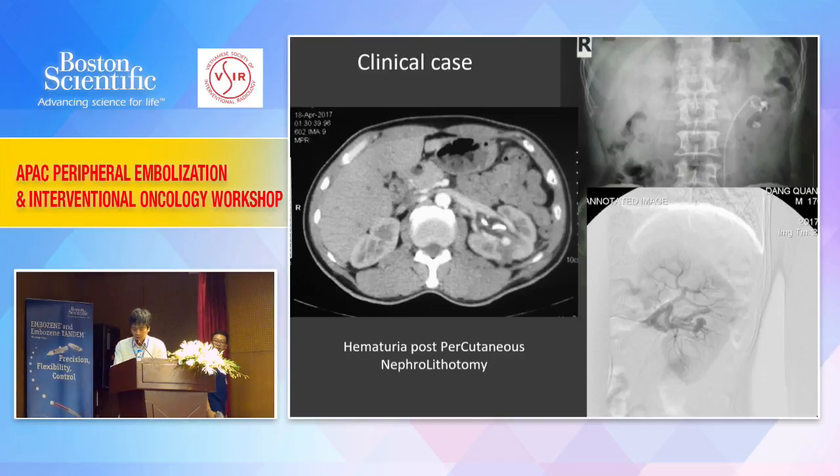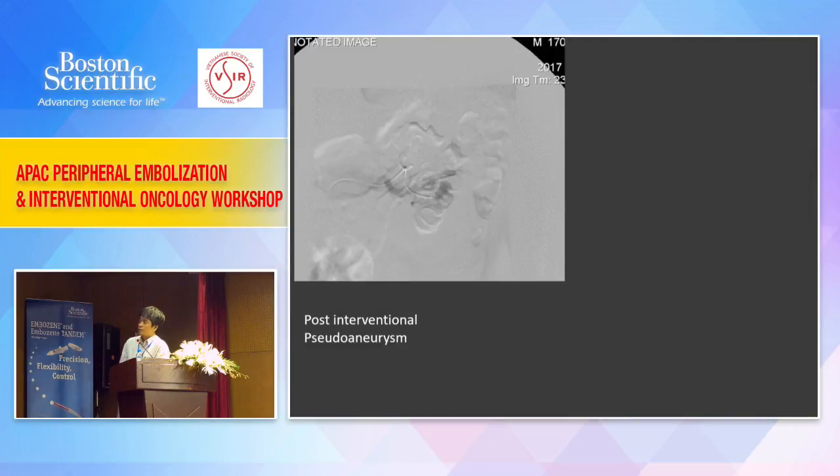On the CT angio, we can see the aneurysm, and we can say that this is a pseudoaneurysm after the intervention. It is shown clearly on the angiography that there's an aneurysm and extravasation coming into the calyx. For this patient, we introduce a microcatheter to reach the feeding artery of the pseudoaneurysm.